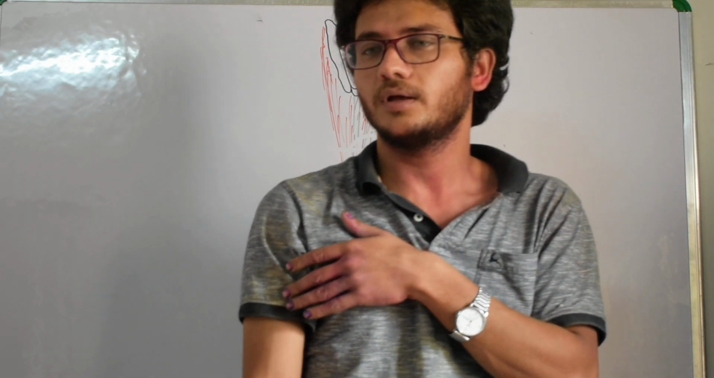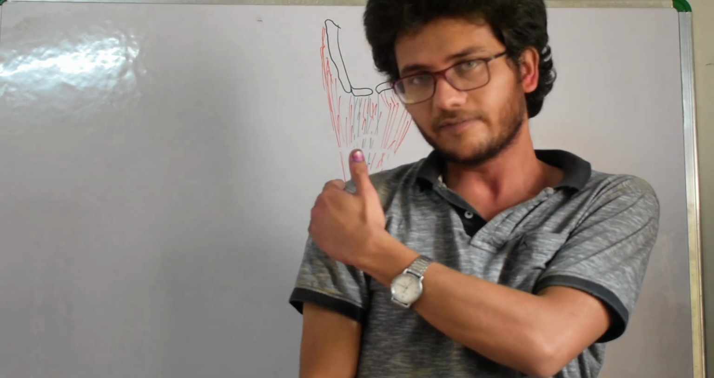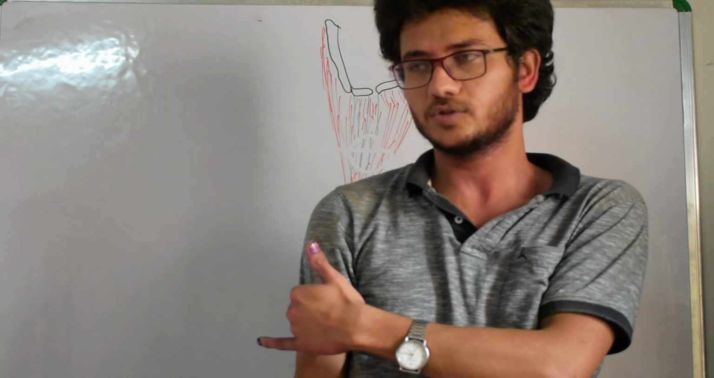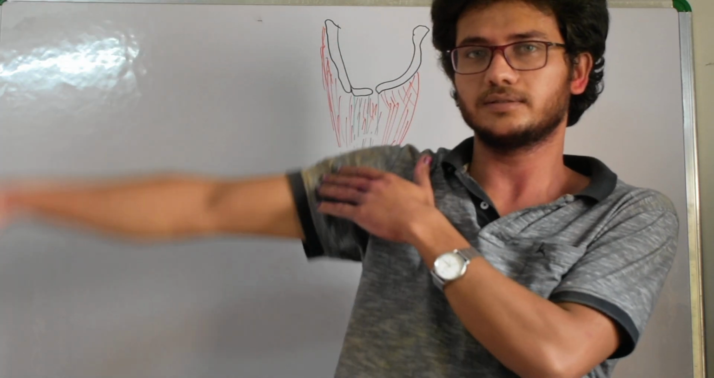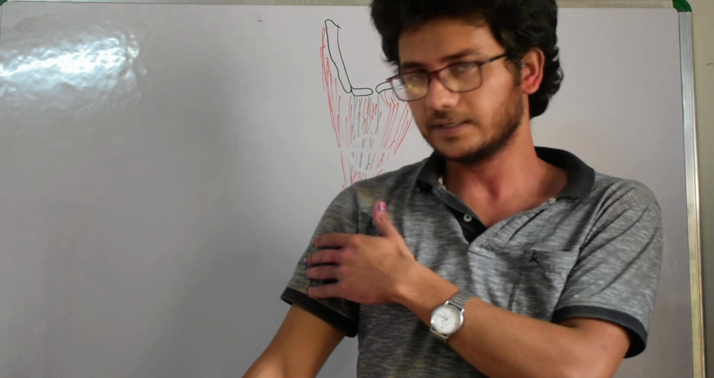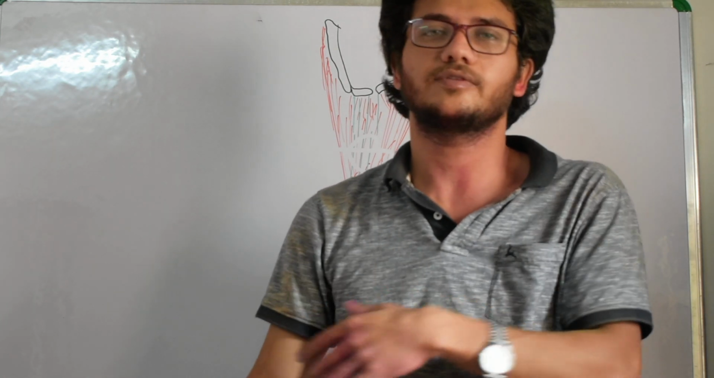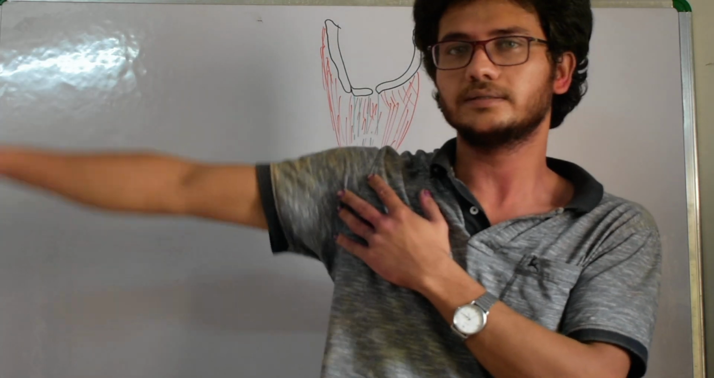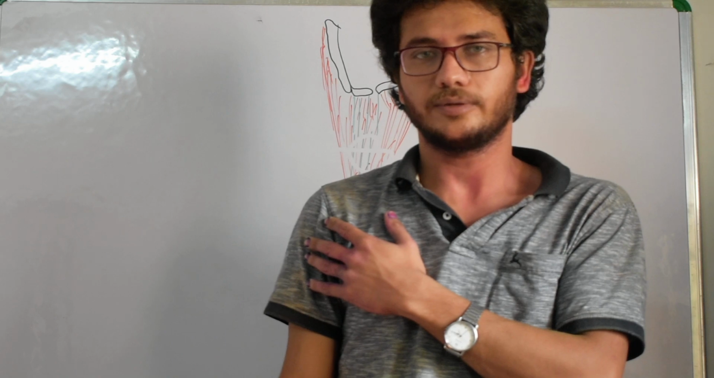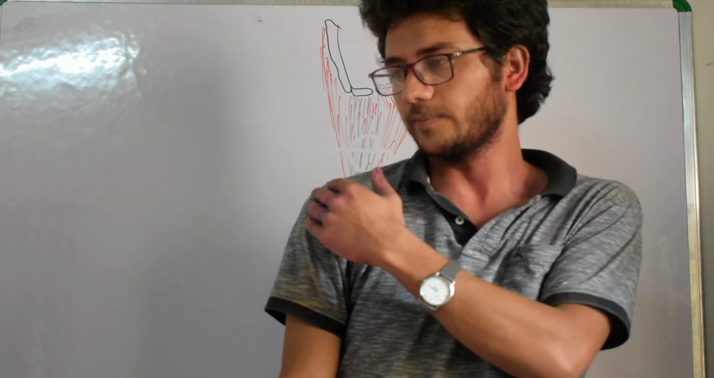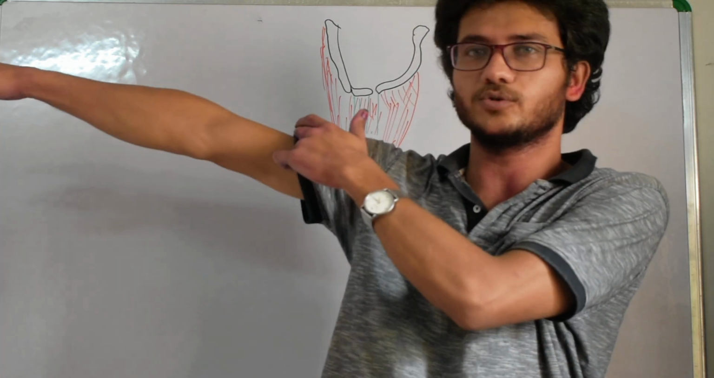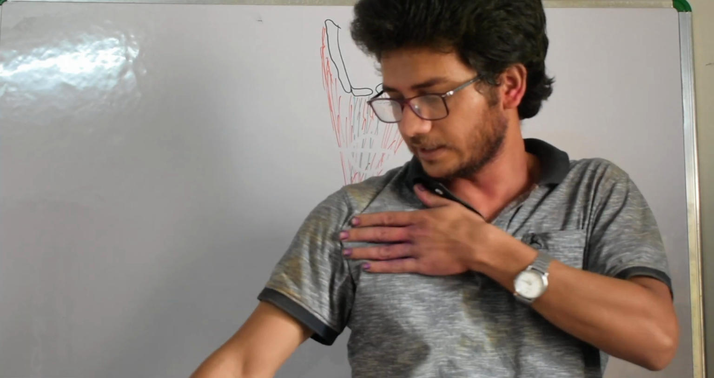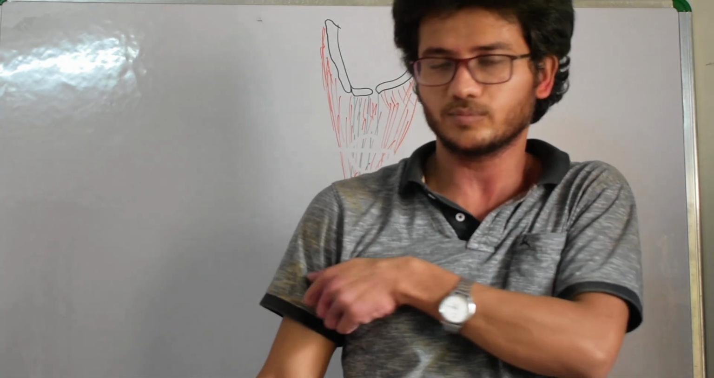Now the middle fibers, they go and insert straight. So while they pull like this, the initial 15 degrees is by supraspinatus. We'll talk about it later, but don't worry about that right now. But after 15 degrees to 90 degrees, it's by deltoid. So the fibers are going straight, so the hand is going straight.